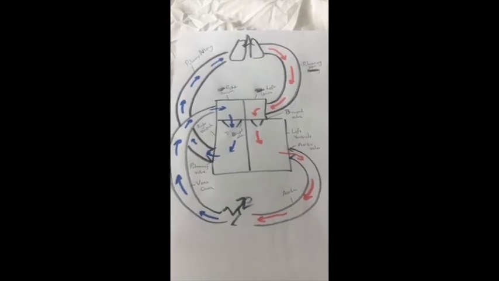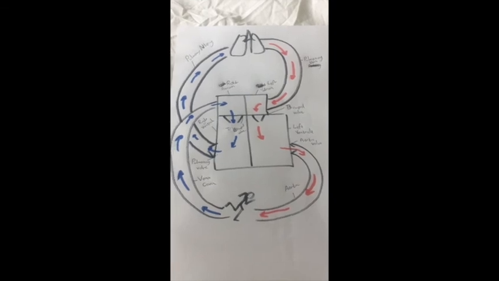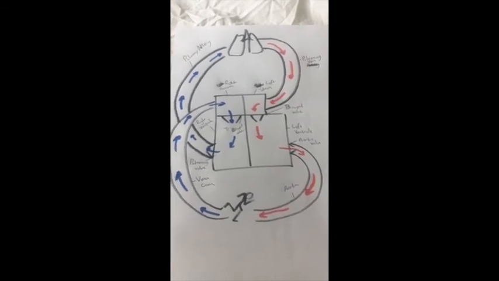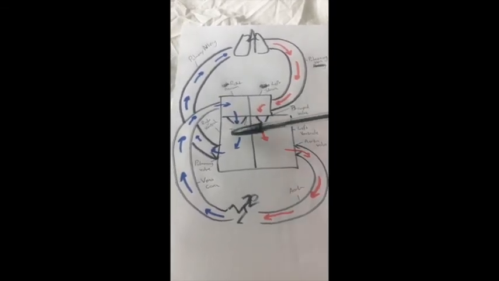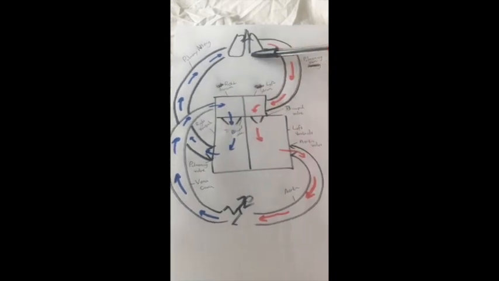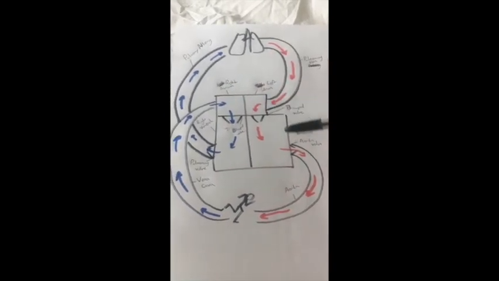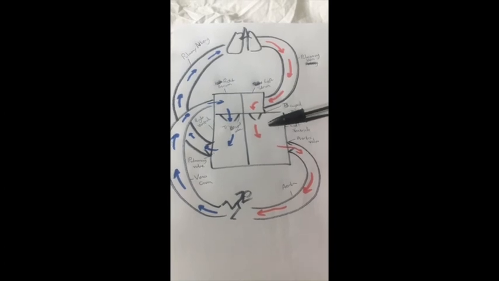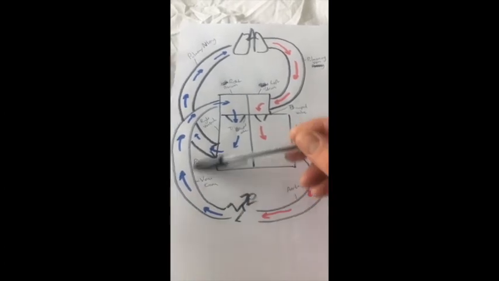This simplified circulatory system also clearly shows us the two subdivisions. Pulmonary circulation from the heart to the lungs and back to the heart. Systemic circulation from the heart to the body and back to the heart.